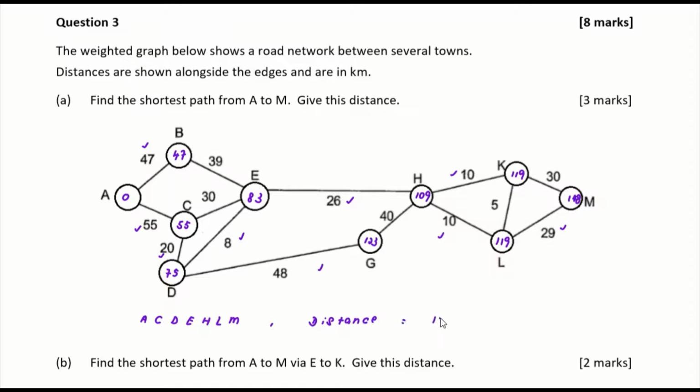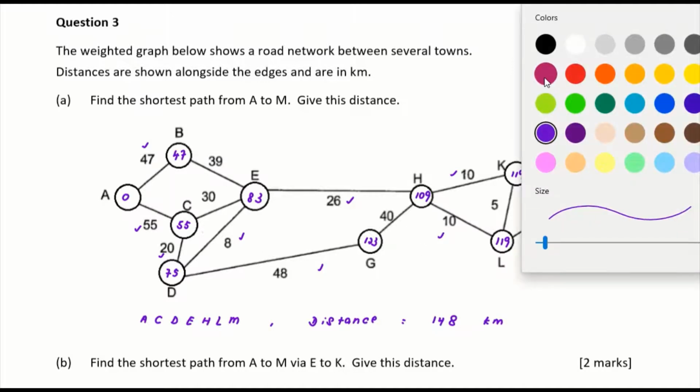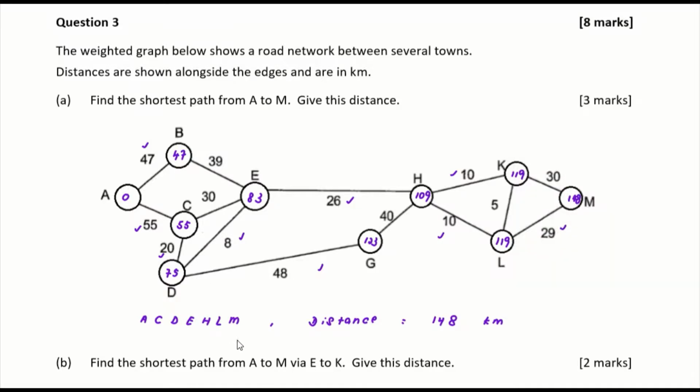Alright, so please make sure that all your calculations in the graph in your working must be shown clearly and accurately as well. So in this case, the 3 marks will be given for your answer, your shortest distance, and also the working that you try to do in the graph here.